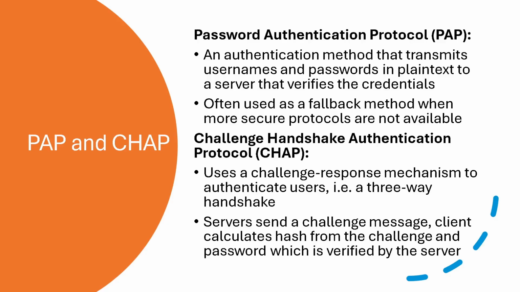PAP and CHAP. PAP or Password Authentication Protocol is an authentication method that transmits username and passwords in plain text to a server that verifies the credentials. This protocol is often used as a fallback method when other more secure protocols are not available. Challenge Handshake Authentication Protocol or CHAP. CHAP uses a challenge response mechanism to authenticate the users, that is, a three-way handshake. In this case, the server sends a challenge message, then the client calculates the hash from the challenge and the password, which is then verified by the server.